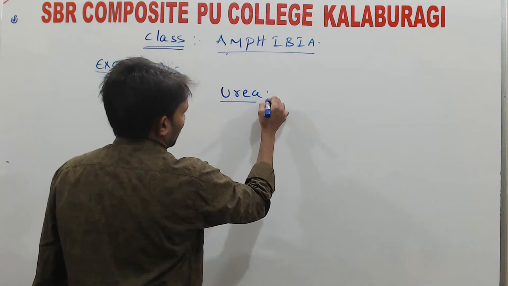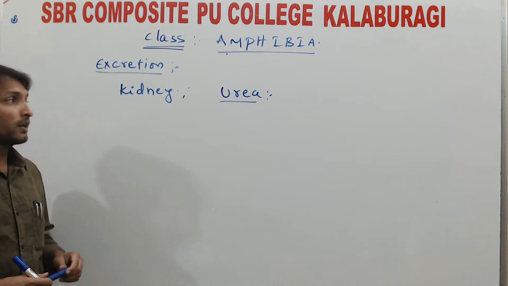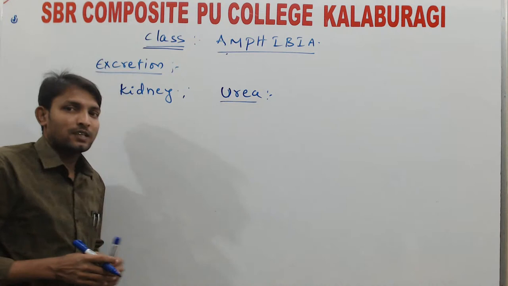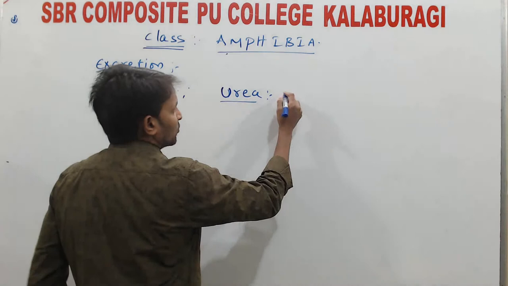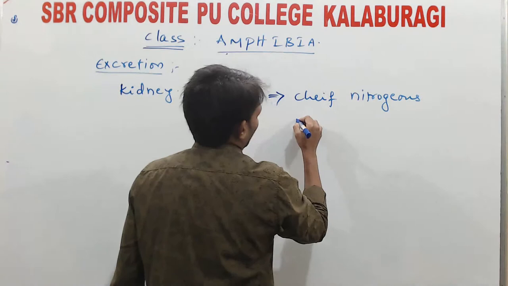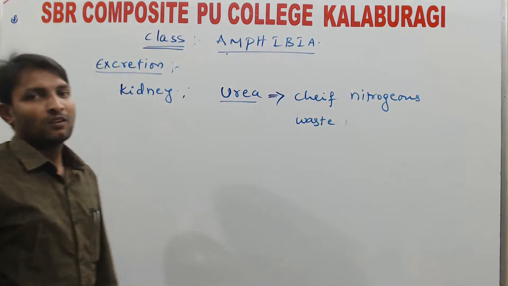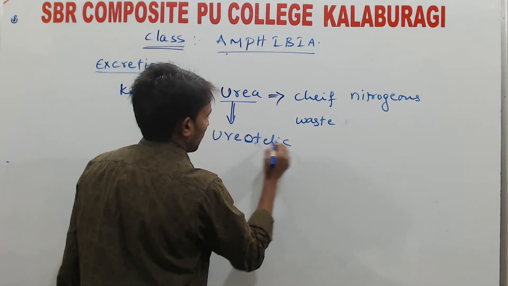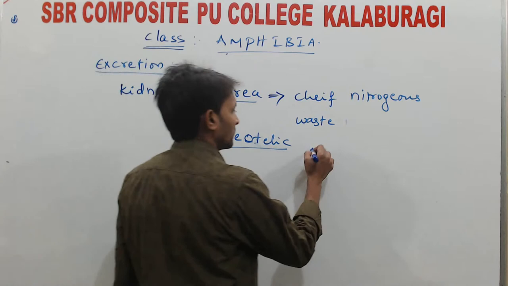In the adult stage it is urea, but in the larval stage, like the tadpole larva in the early stage, it excretes ammonia because it is living in a water body. So in the larval stage the excretory product is ammonia, whereas in the adult stage the excretory product is urea, the chief nitrogenous waste. Because of excreting urea, we call them ureotelic organisms, and the property we call ureotelism.